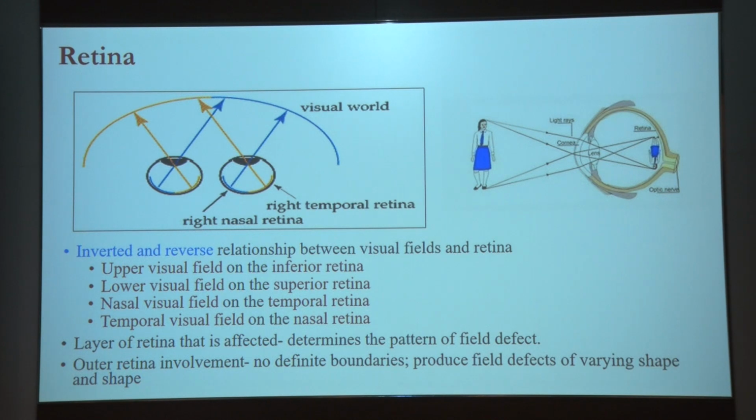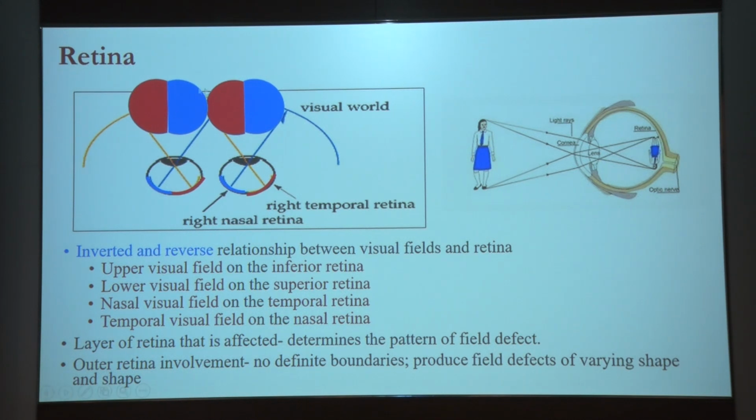So first, what's the relationship between the visual fields and the retina? Remember that the image that is formed on the retina is inverted and reversed. Inverted means the superior falls below and the inferior falls above, okay? And similarly, reversed means that your left side of the visual field is projected on the right half of the retina, and your right half of the visual field is projected on the left half of the retina.